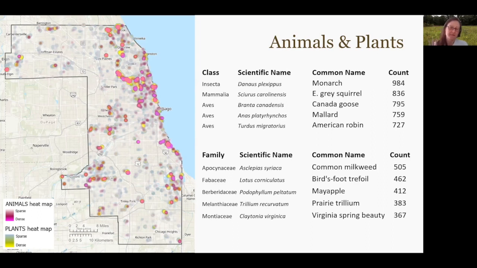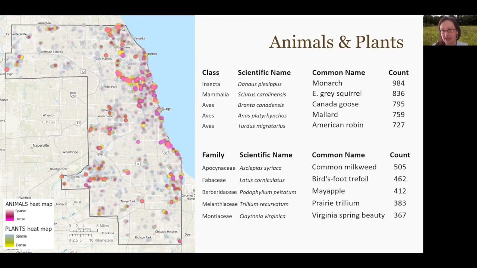So taking a step back, what does Cook County look like with all of the iNaturalist observations? Well, I've grouped them here in a map in what's called a heat map. So each of these little data clusters and the intensity of the color represents the number of observations that are clustered together very near each other. So I have them separated by animals and plants. And you can see there are definite clusters across the landscape. And so many of these, we want to start asking, why are they clustered in this way?